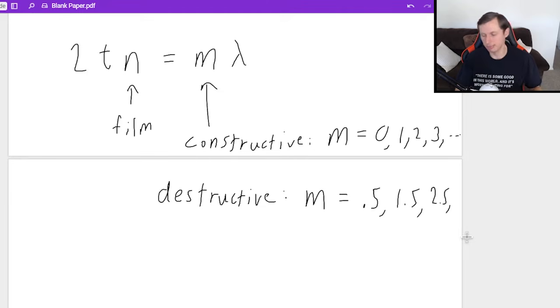The list goes on. Now typically, we always want to use the smallest value possible for constructive and destructive when solving these equations. So for instance, for destructive, you would always use m equals 0.5, and for constructive, don't use 0 because that's like a weird case. Just use 1, like ignore the 0. And these are the values we use when plugging into this formula.